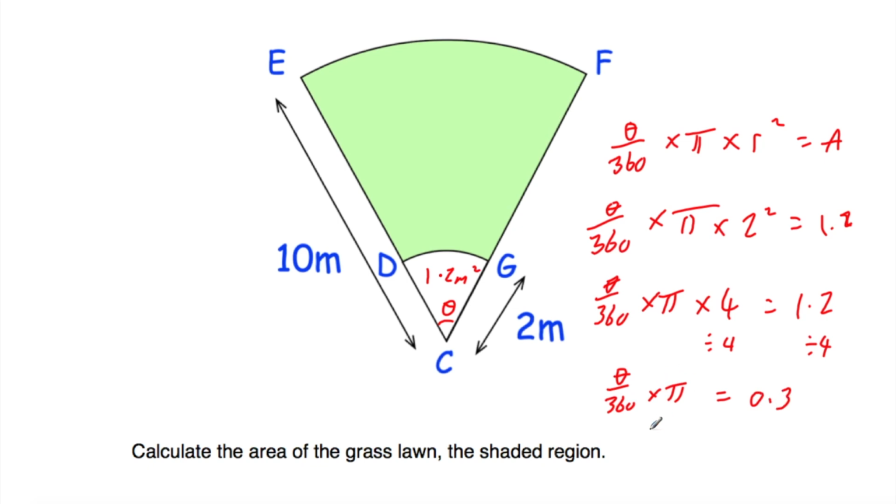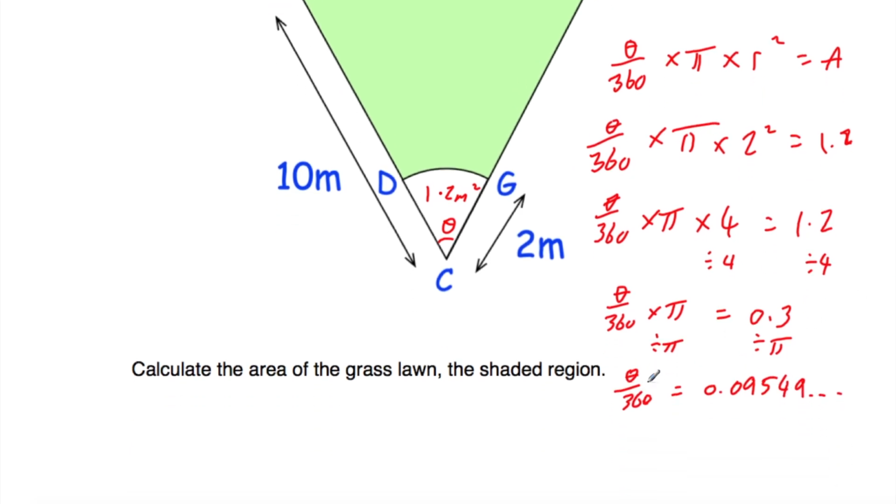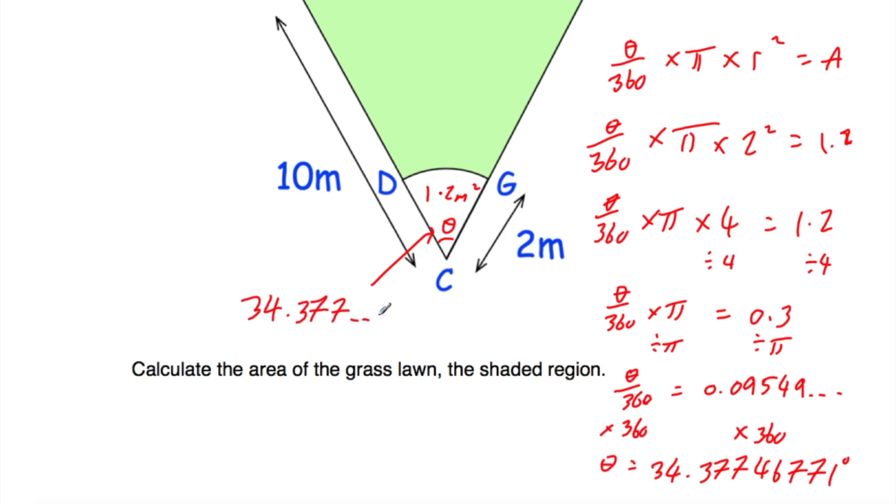Now we want to get rid of the pi, so let's divide by pi and divide by pi, and then we're going to get beta over 360 is equal to 0.3 divided by pi, which is 0.09549 and so on. And now we want to find out what size beta is, so let's multiply by 360 and multiply by 360, and then we'll be just left with beta. So beta is equal to 34.3774677 degrees. So that's the size of that angle beta. That's fantastic. So this angle here is 34.377 and so on degrees.